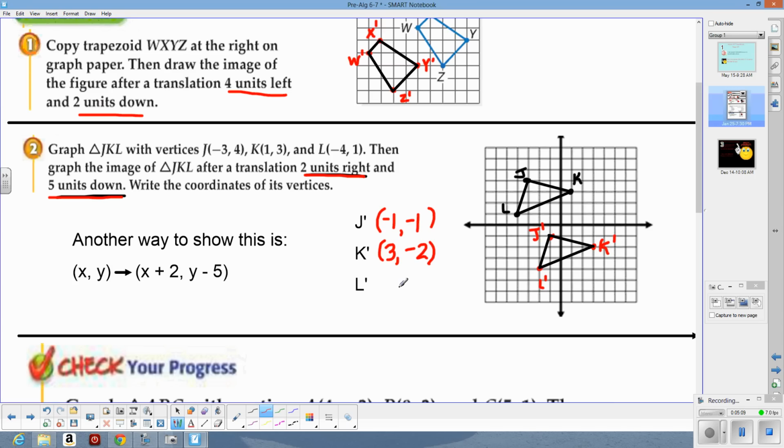And L prime is going to be -2, -4. You can get that from looking at the graph, or you can look at it this way. You can add 2 to the x numbers. So -3 plus 2 is -1. 1 plus 2 is 3. And -4 plus 2 is -2. And then we're going to subtract 5 from the y values. So 4 minus 5 is -1. 3 minus 5 is -2. And 1 minus 5 is -4.